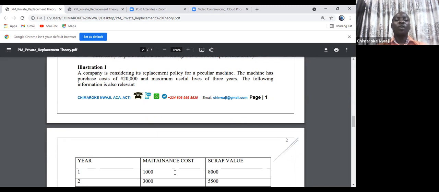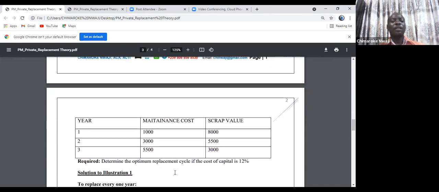A company is considering its replacement policy for a peculiar machine. Now you see this is an asset, a machine. The machine has a purchase cost of 20,000 naira and a maximum useful life of 3 years. The following information is also relevant. Now look at the relevant information. Year 1, year 2, and year 3.